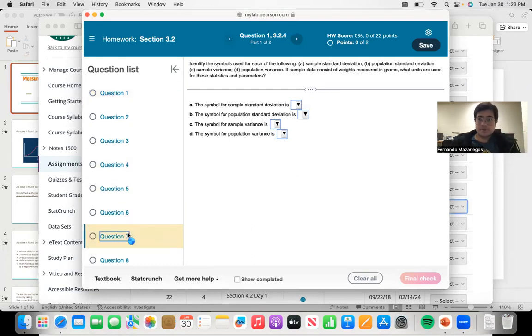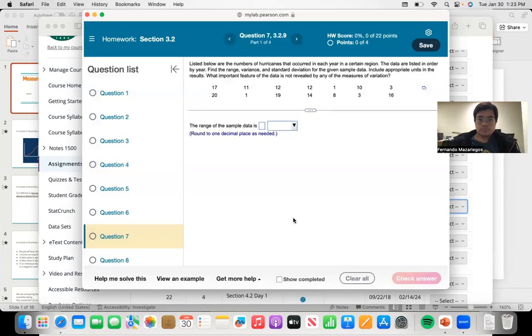So for this one, let's do number 7. Listed below are numbers of hurricanes that occur in each year in a certain region. The data are listed in order by year. Find the range, variance, and standard deviation for the given sample data. Include appropriate units in the results. What important feature of the data is not revealed by any of the measures of variation?